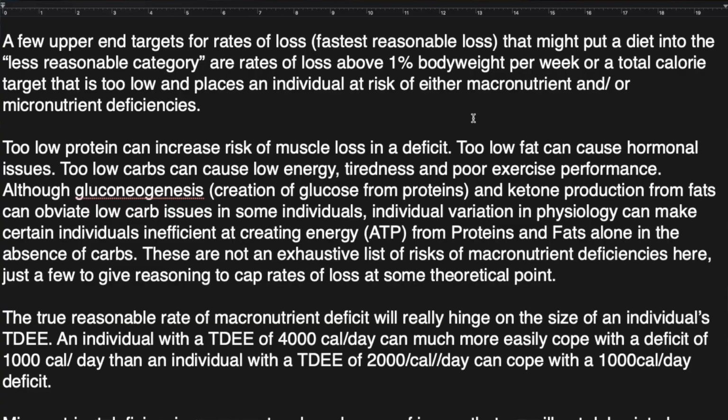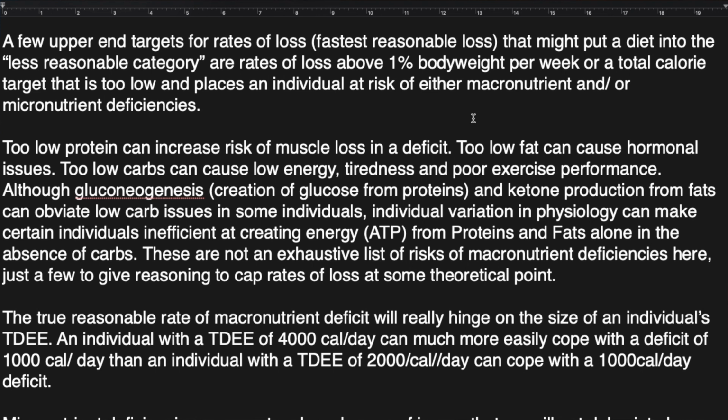In a surplus, you don't require nearly as much protein because the carbohydrates and fats are going to make it so that your body doesn't really have to resort to breaking down its own skeletal muscle at nearly the same rate that it would in a deficit. So too low of protein is definitely a bigger issue in a deficit. Too low of fat can cause hormonal issues as well as other issues. Too low of carbohydrates can cause low energy, tiredness, poor exercise performance, and more.